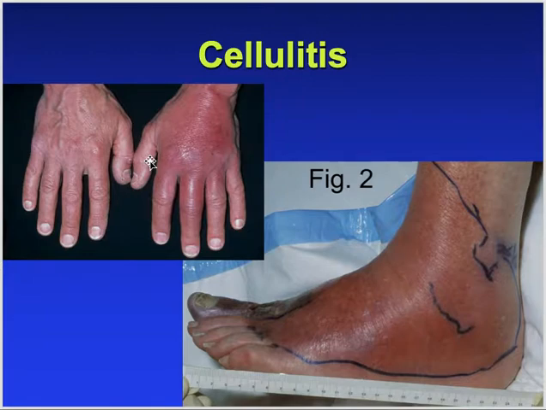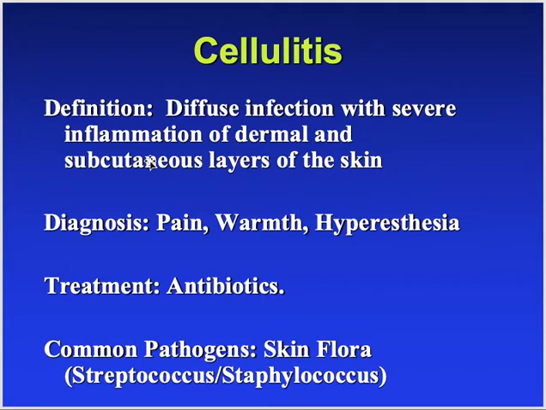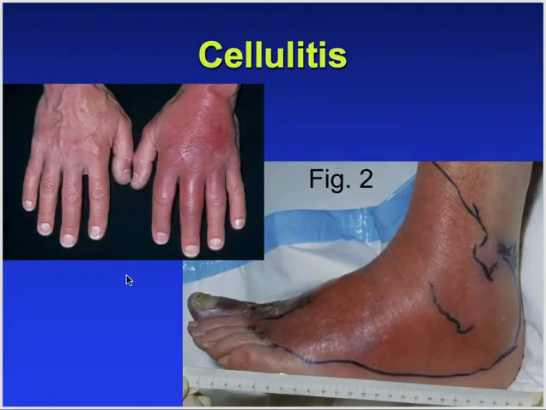So what is cellulitis basically? Cellulitis is a diffuse infection with severe inflammation of the dermal and subcutaneous layer of the skin. It's an infection of the superficial layer of the skin, and the presentation is exactly like this. You can see the redness, you will find the tenderness, you will find the swelling in that region.